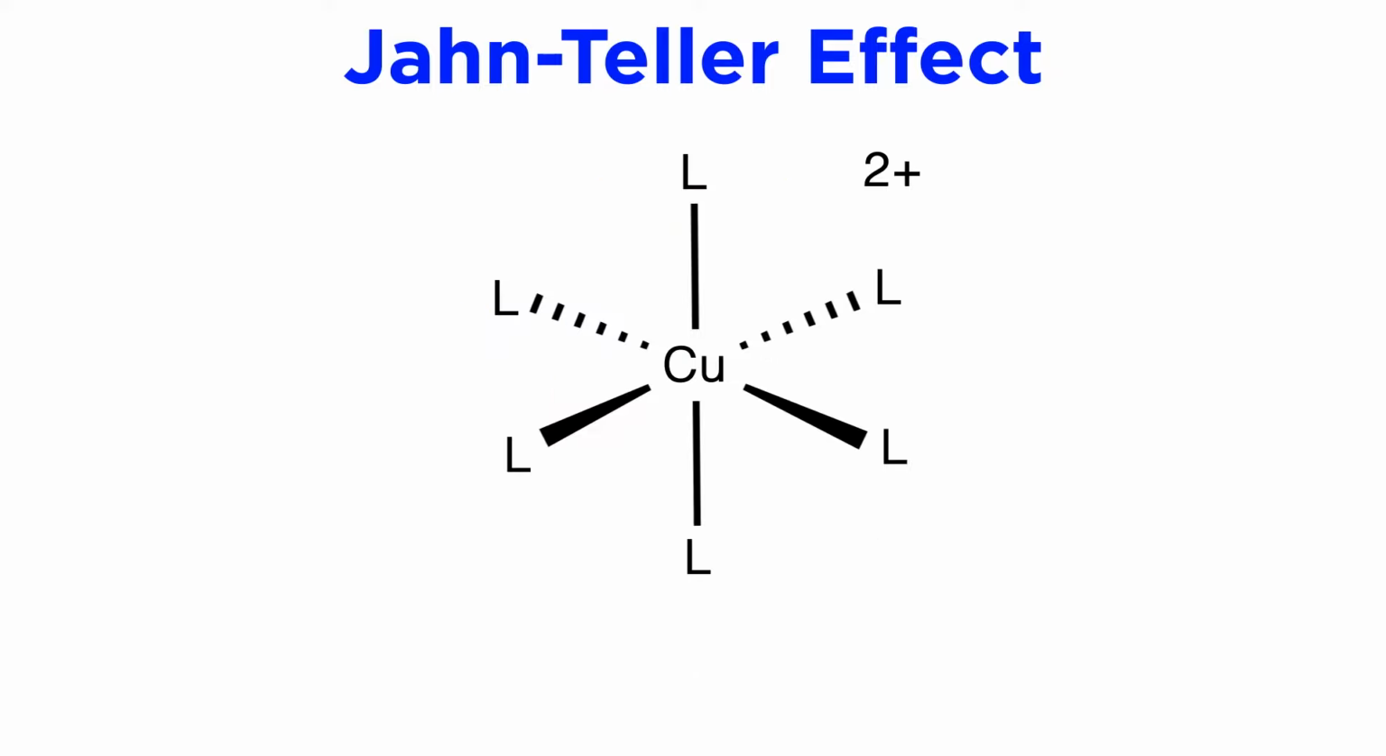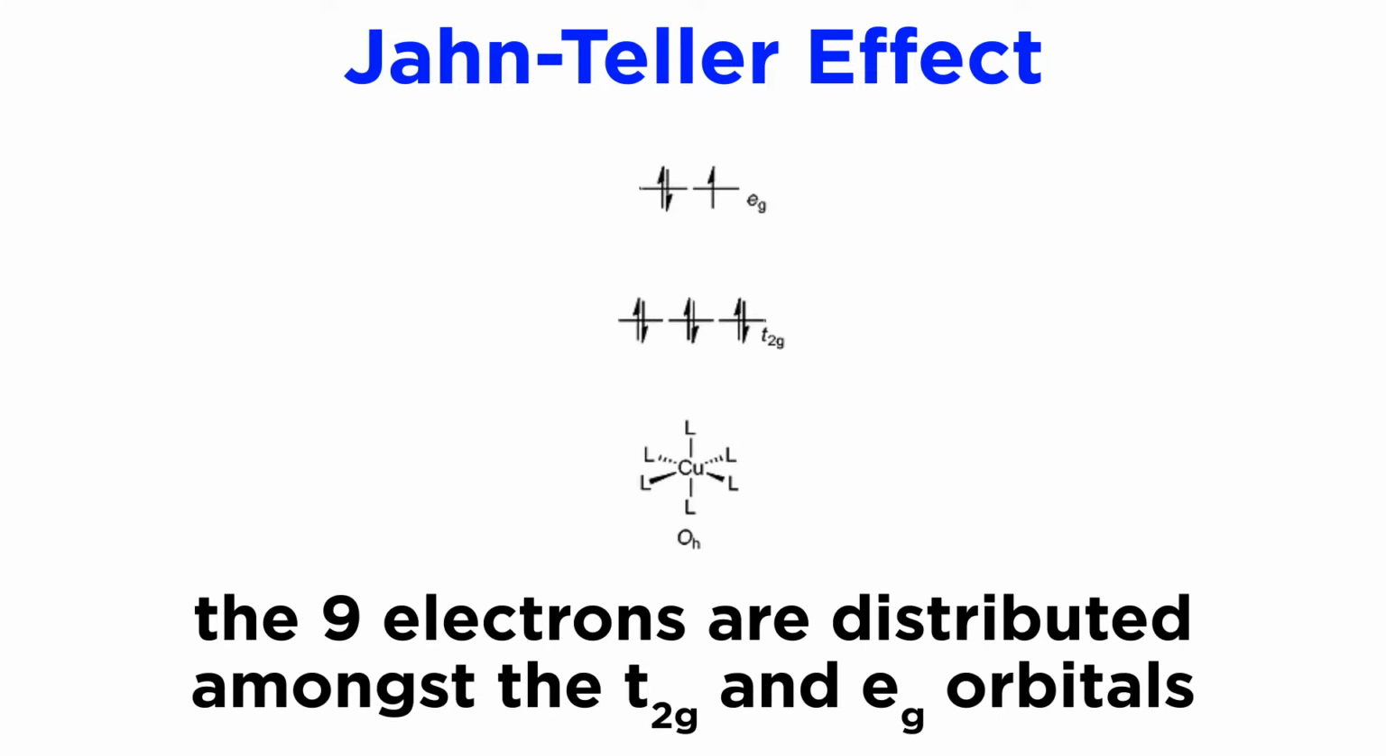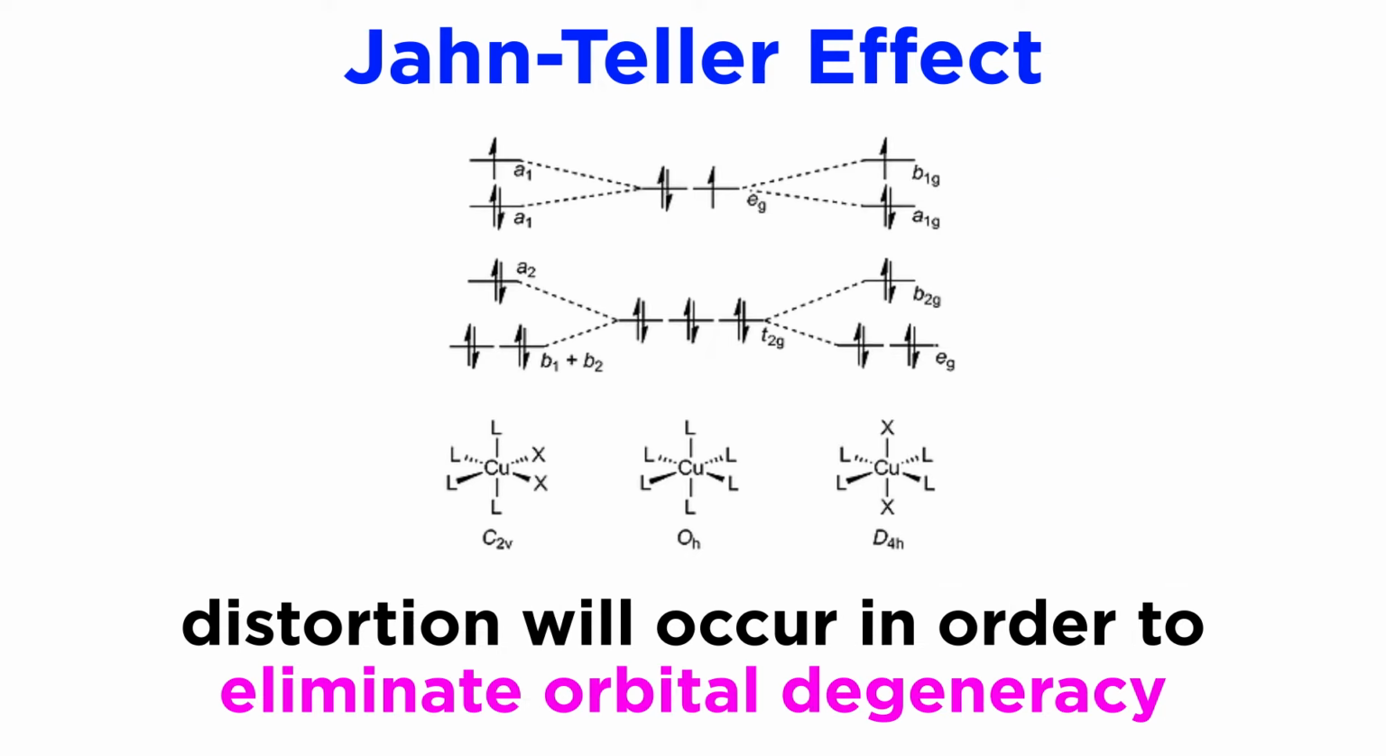Take, for example, an octahedral copper complex with a 2+ charge. This will have 9 electrons distributed around these d orbitals, with the t2g orbitals completely full, while the eg orbitals will be one full and the other half full. These eg orbitals are degenerate as shown, but the Jahn-Teller effect predicts that the complex will distort in such a way that the degeneracy is eliminated, which we call tetragonal distortion. When this happens, between the dx squared minus y squared and dz squared orbitals, one will become higher energy than the other, and they will end up the same distance away from the original orbital in energy in either direction.